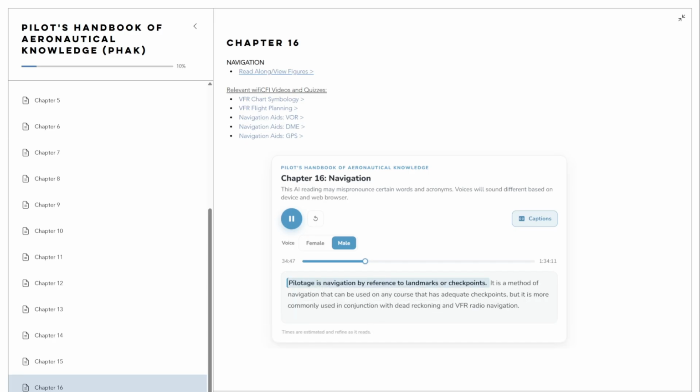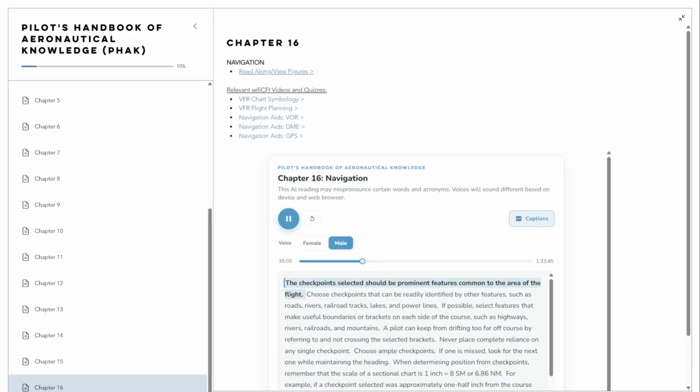Pilotage. Pilotage is navigation by reference to landmarks or checkpoints. It is a method of navigation that can be used on any course that has adequate checkpoints, but it is more commonly used in conjunction with dead reckoning and VFR radio navigation. The checkpoints selected should be prominent features common to the area of the flight. Choose checkpoints that can be readily identified by other features, such as roads, rivers, railroad tracks, lakes, and power lines.